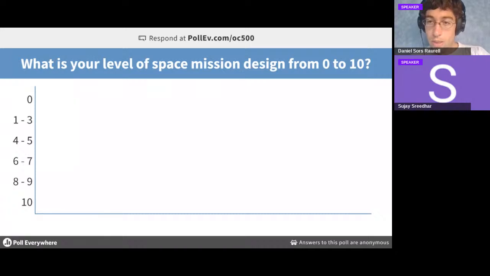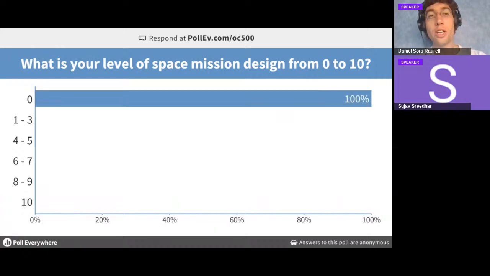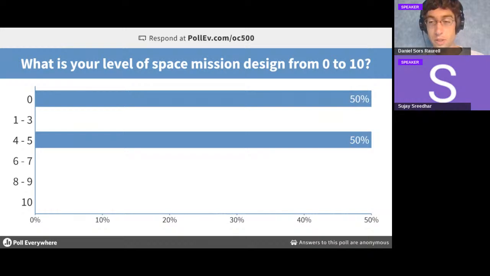Thanks for that. So if you click the link, you should be able to access it, and we would like to understand your level of space mission design. If you've heard about this before or not, if you are totally new to space mission analysis and simulations, and essentially to designing a space mission, or if you have heard about this before.